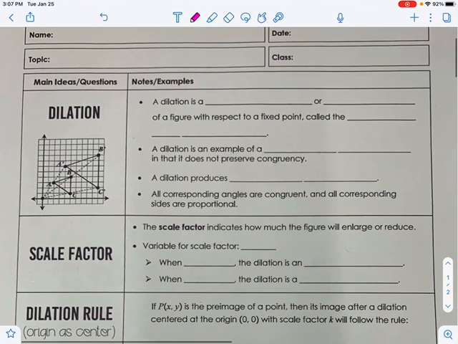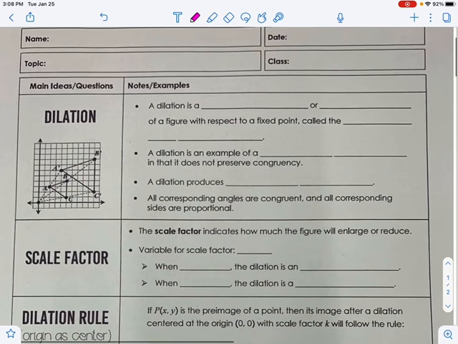Okay, starting off Unit 7, we will be talking about dilations. So when we are dilating something, we are doing one of two things. We are either enlarging, so it's an enlargement, or a reduction. And this always happens over a given point, almost always the origin. And this is called the center of dilation.